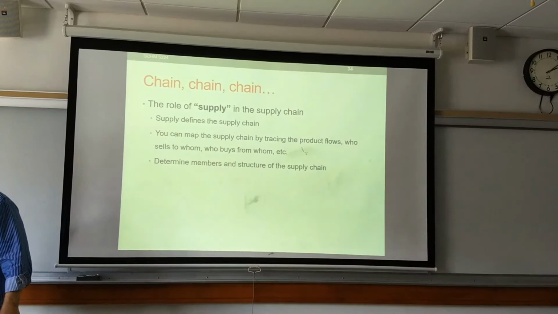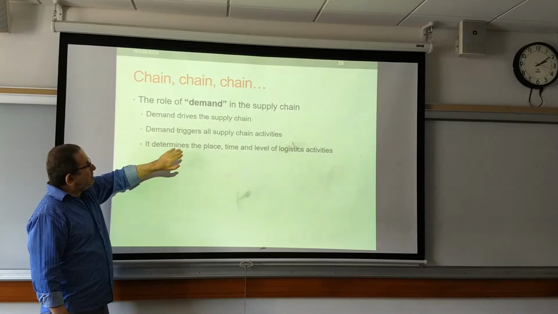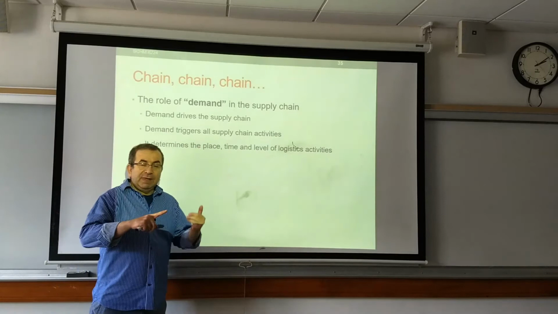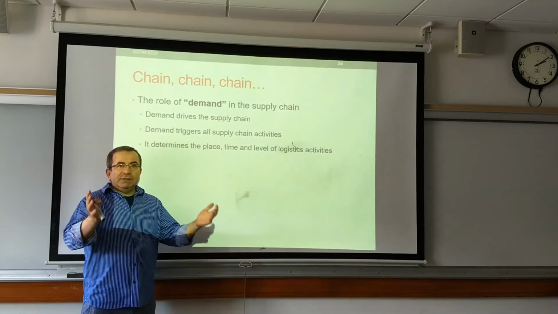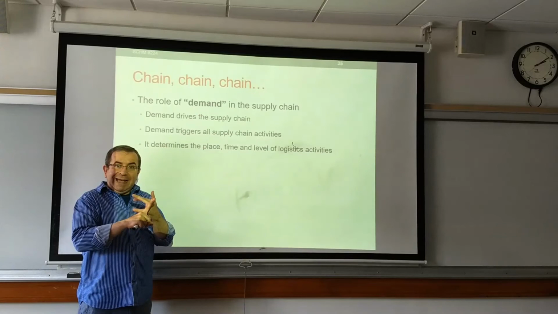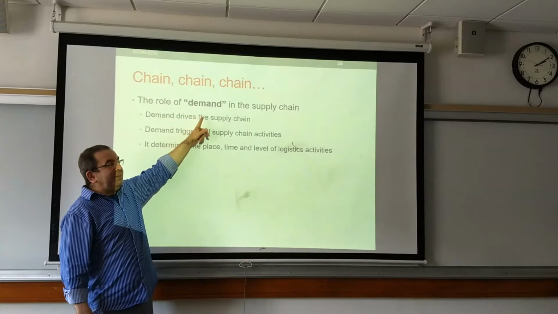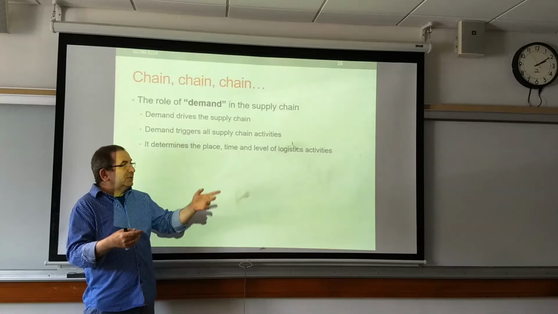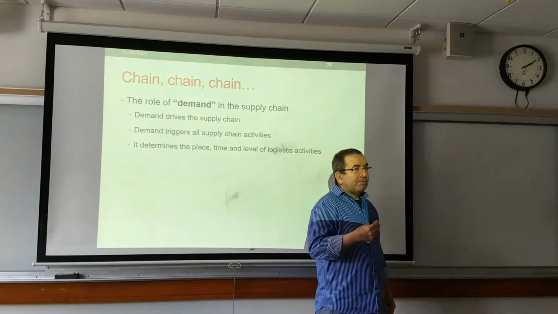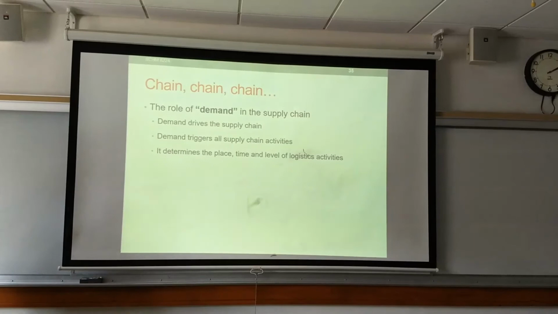What is the role of demand in the supply chain? Demand drives the supply chain and it triggers all supply chain activities. What happens in a supply chain? Production, shipment, storage, etc. What happens in the supply chain depends on demand. How much something happens, the level of activity, depends on demand. Timing of supply chain activities depends on demand. Place of supply chain activities, where something happens, depends on demand. So all the supply chain activities depend on demand. So the role of demand in the supply chain is that demand drives the supply chain.